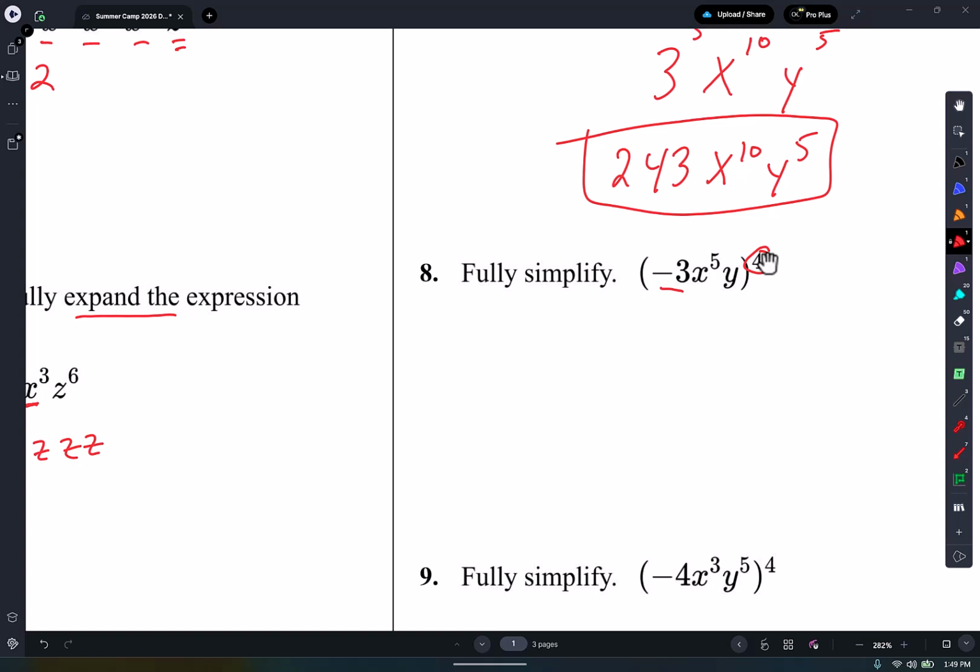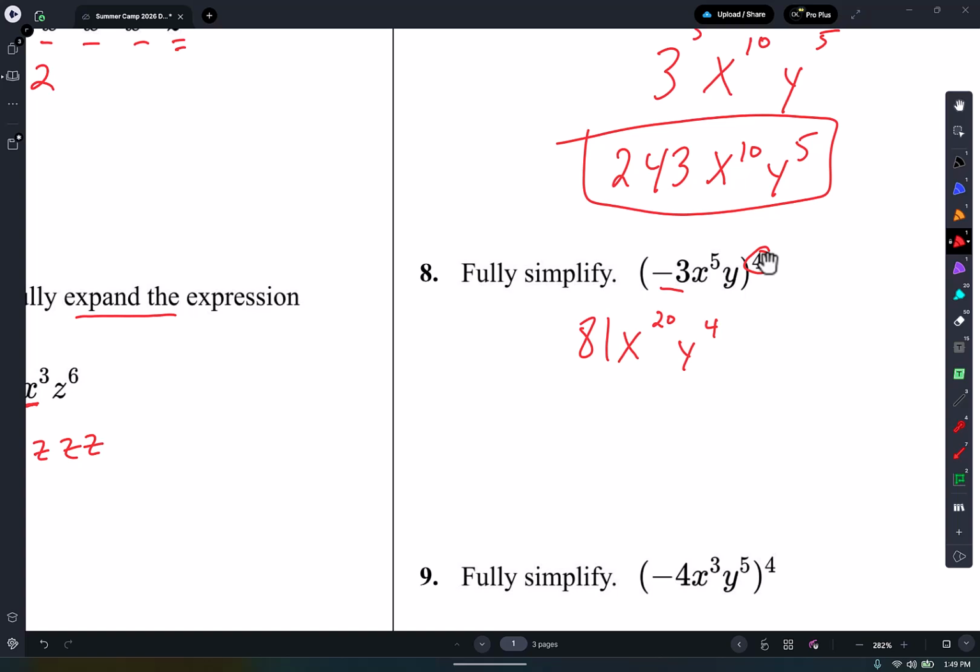So let's see. -3, well, forget the negative. Drop it down. 3 times 3 times 3 times 3. Well, that's going to turn to 9 times 9, which is just 81. Do you see how we did it, guys? And then x to the 5th raised to the 4th, that's going to be x to the 20. And then y to the power 1, technically, raised to the 4th is going to be y to the 4th.